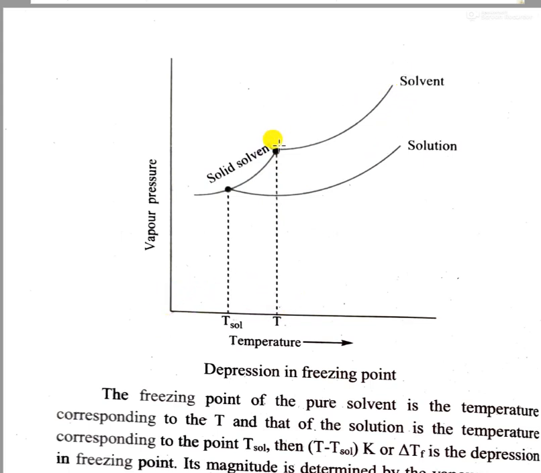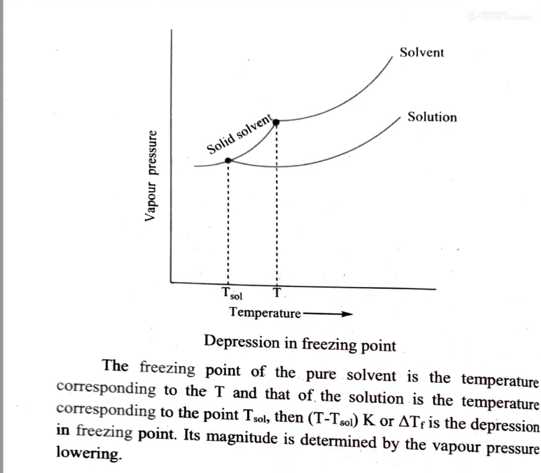Here the solvent is freezing at temperature T, and the solution will be freezing at a temperature T sol, where sol represents the solution. So there is a difference in the temperature. The freezing temperature of the solvent decreased when a certain amount of solute is added. This difference in temperature is delta Tf. F denotes the freezing point.